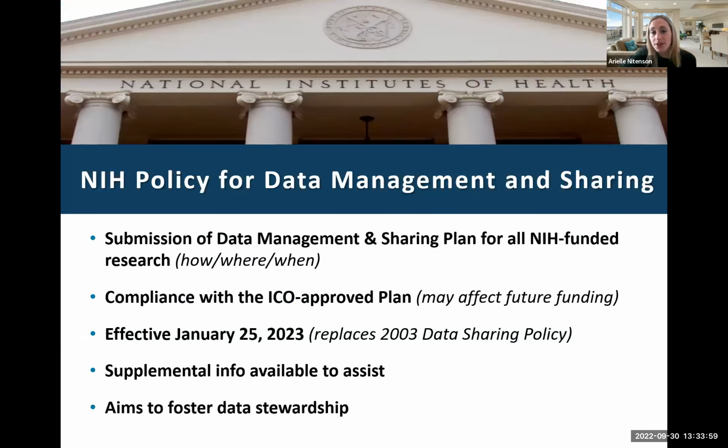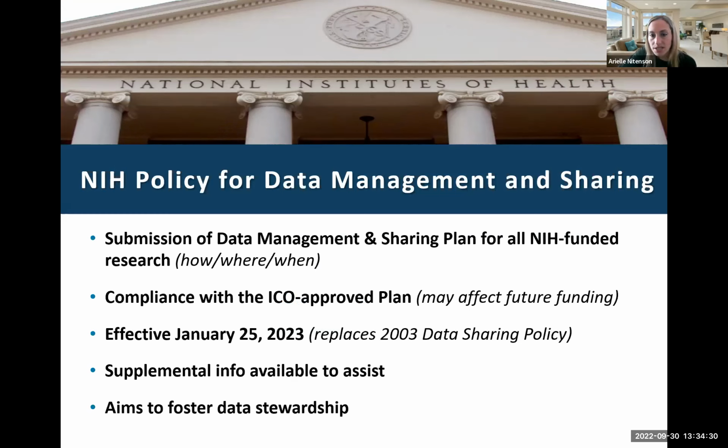All right, so the policy is fairly straightforward in that it only has two basic requirements. First, it requires the submission of a data management and sharing plan for all NIH-funded research. This plan will generally describe how, where, and when data will be shared. I want to point out that this is a change from the 2003 data sharing policy, as that policy only applies to applicants seeking $500,000 or more in 1 year, while the new policy applies regardless of funding level.